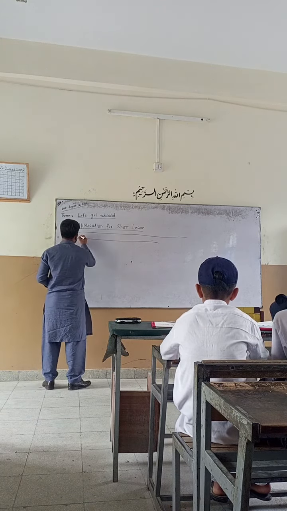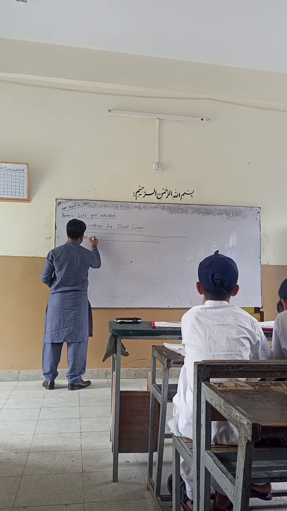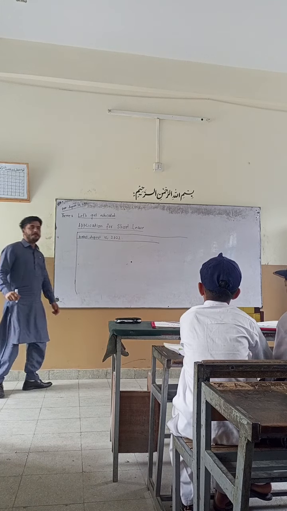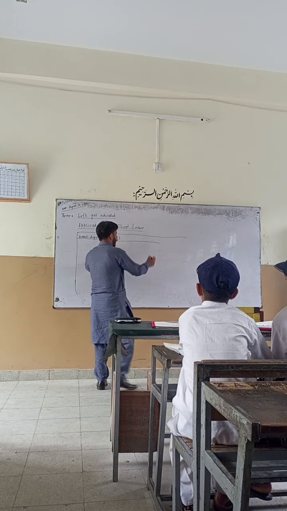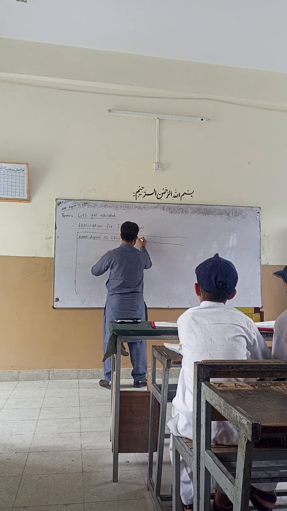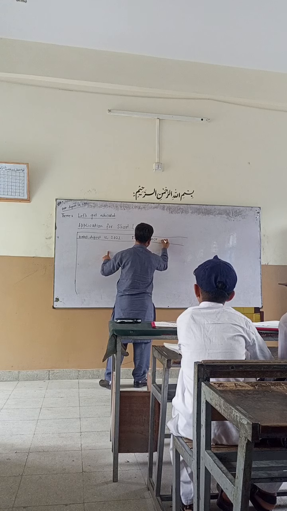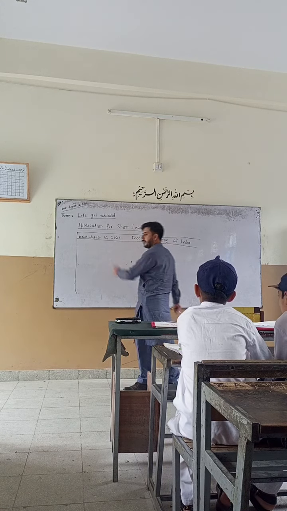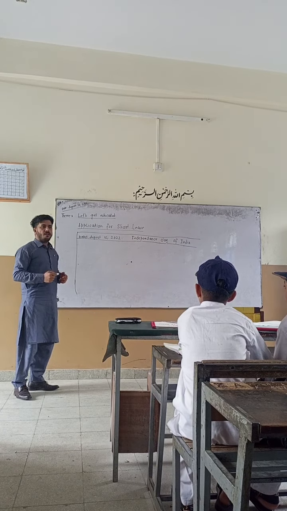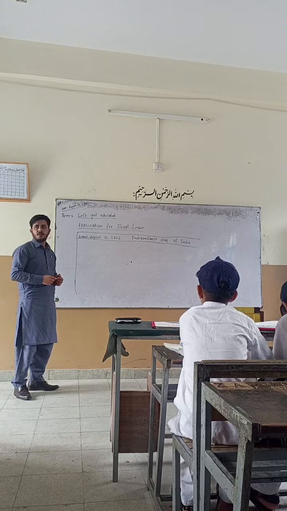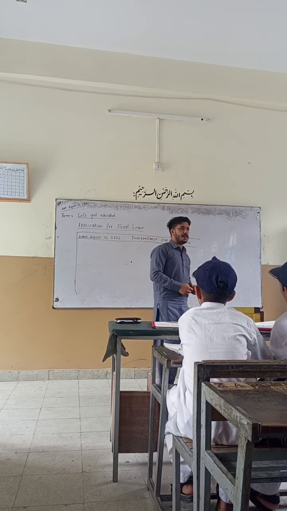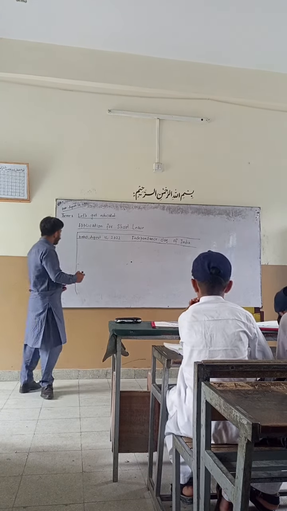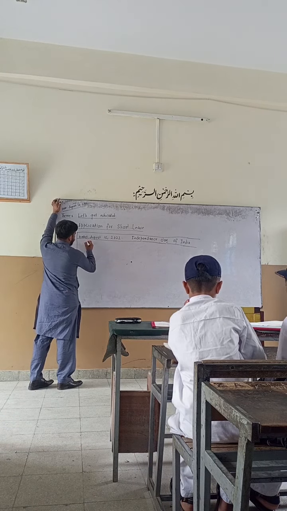You can write the date, which is August 15, 2022. Maybe the Independence Day of India. India got its independence on this day. What is ours? Who is going to answer it? Ours is 14th August. Now, you are going to write an application for shopping.